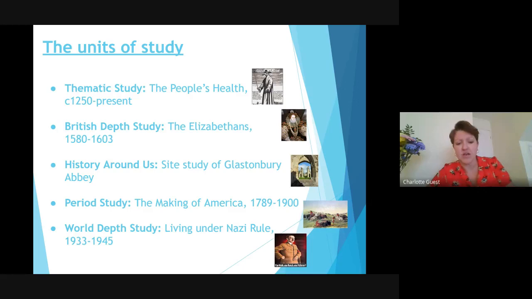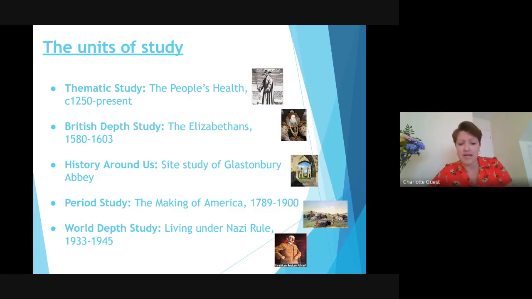The history around us is the local aspect of the course. We do a site study to Glastonbury Abbey. We focus on the Benedictine order of monks that were at the Abbey during the medieval period. And we also consider turning points in the site's history, such as Henry VIII and the dissolution of the monasteries.